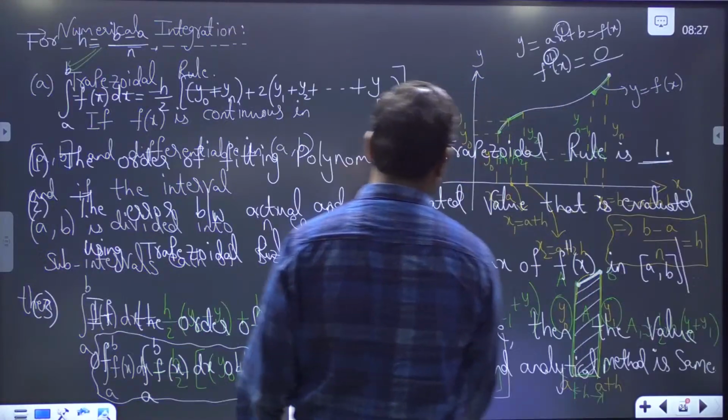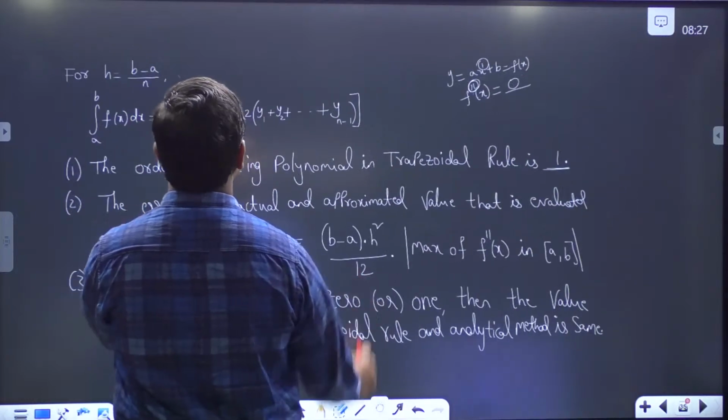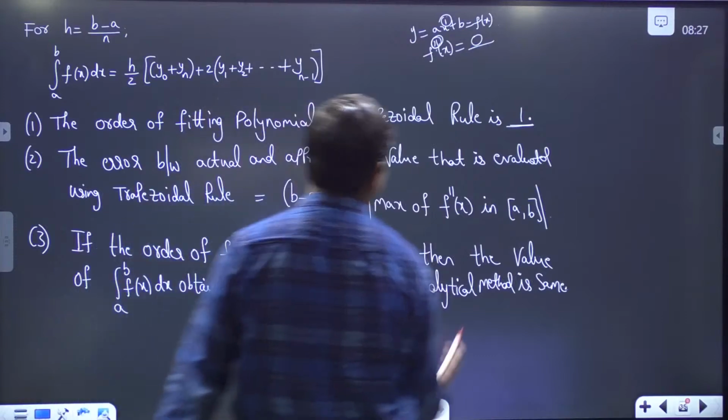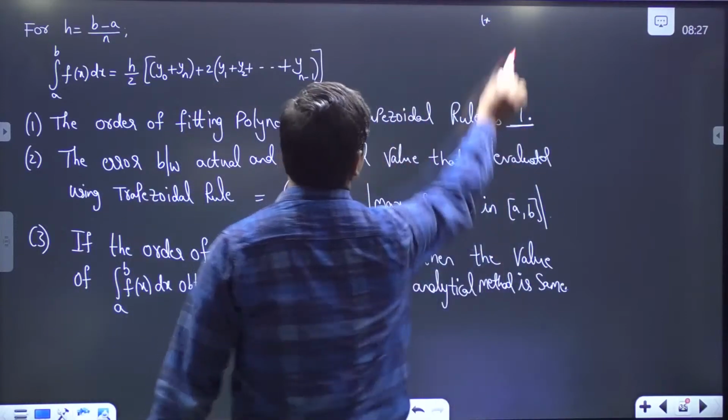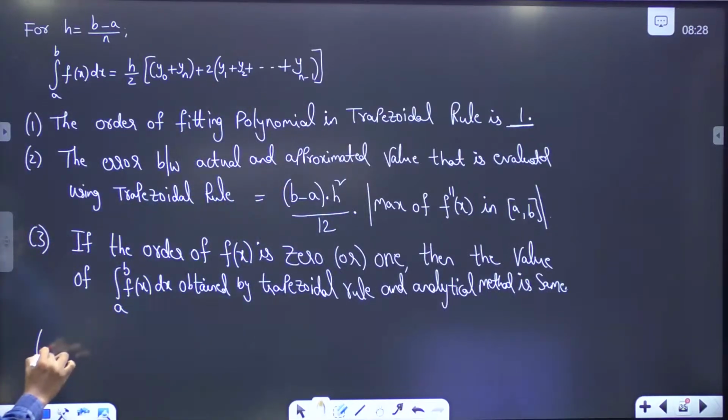Next, let me shorten this a bit. So we'll write 2-3 points here, 1 point here. Okay, next, 4th point.